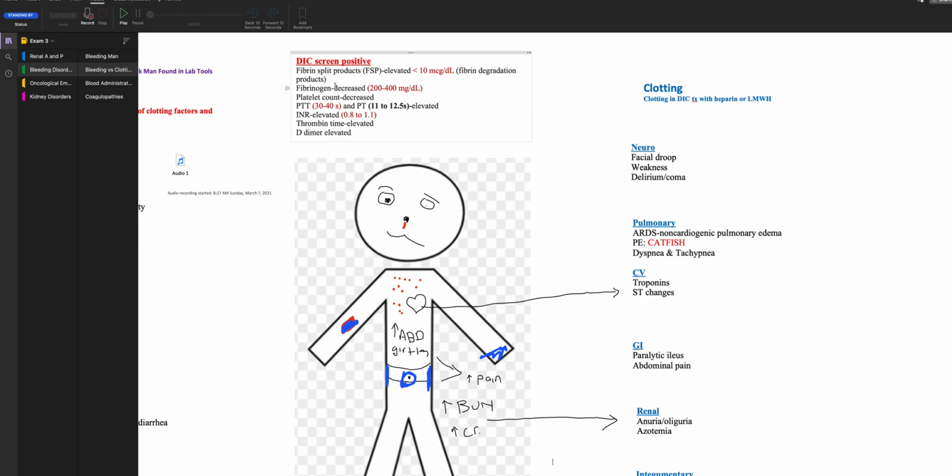So the fibrinogen decreases. The platelet count decreases. The PT and PTT become prolonged. And the INR becomes prolonged or elevated. Thrombin time is elevated, and the D-dimer is elevated because there is some clotting going on. Okay, so review the difference between clotting and bleeding.